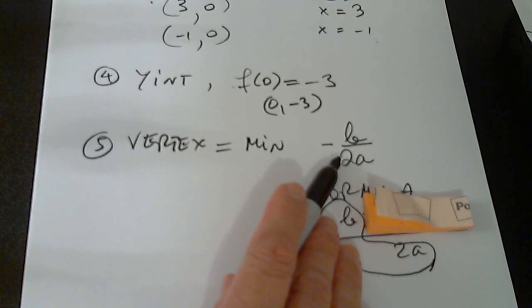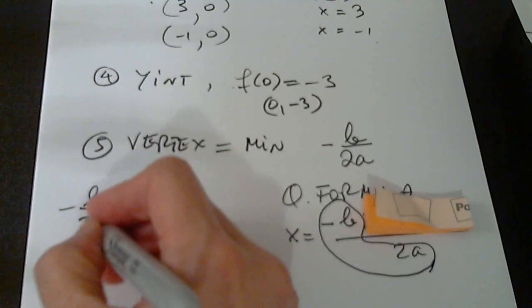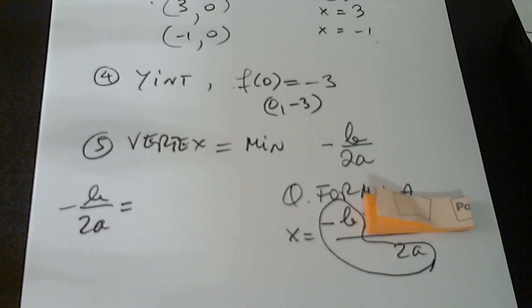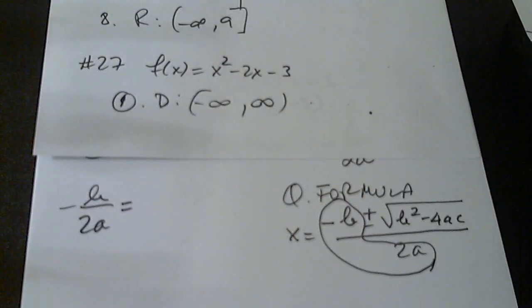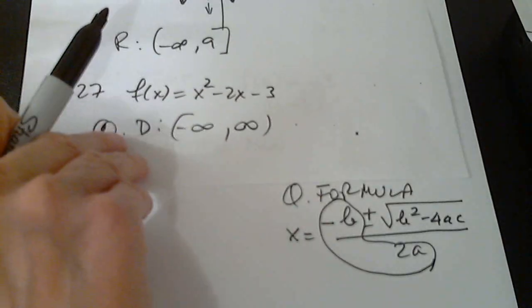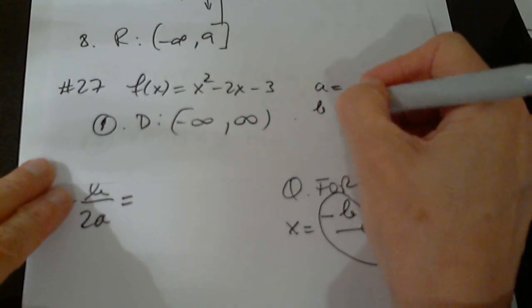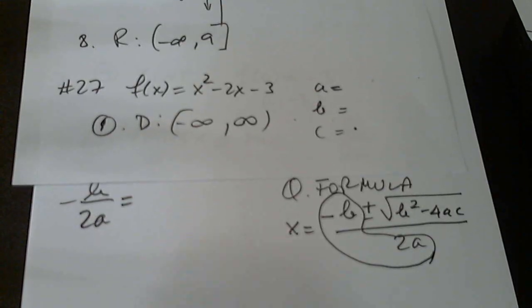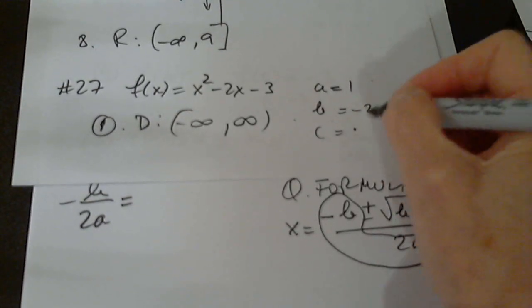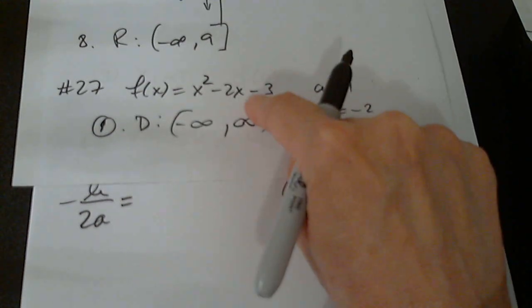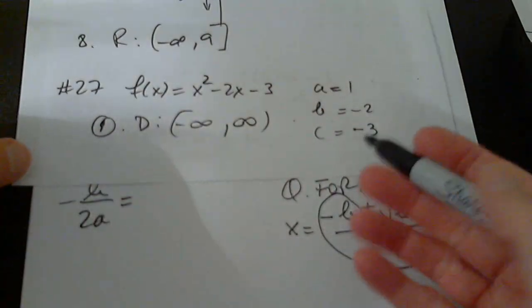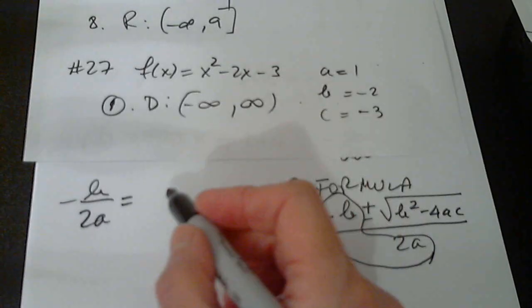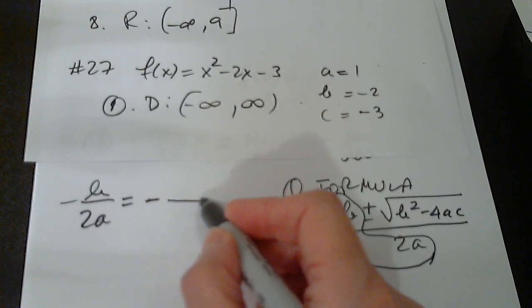Negative b over 2a. Can anyone tell us what to write into that negative b over 2a? If you want, we can identify them here. So we have them in front of us. a is 1. Yes, indeed. b is negative 2. c is negative 3. Good, although c is not necessary in this case.